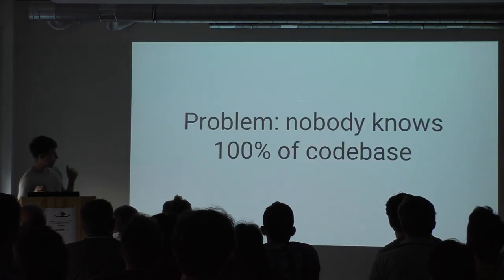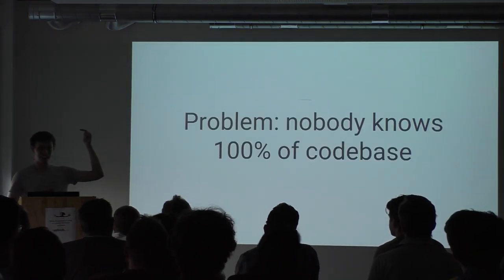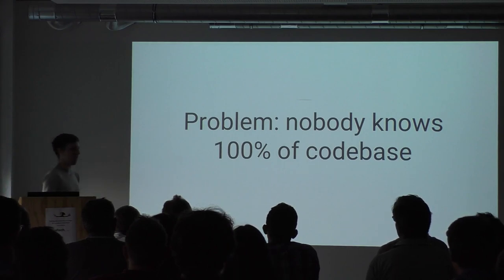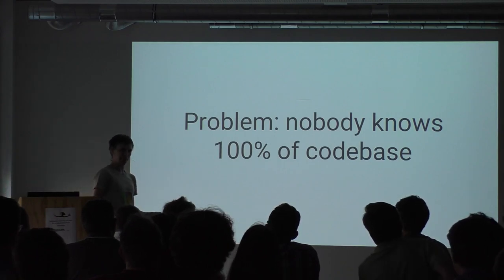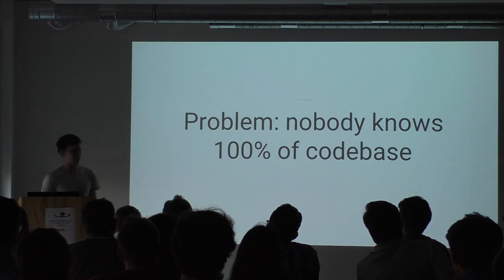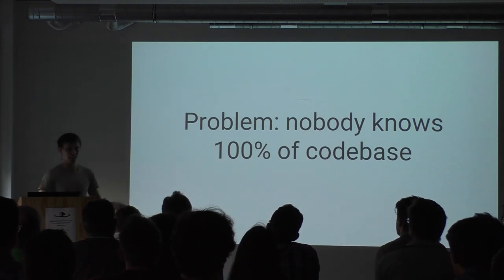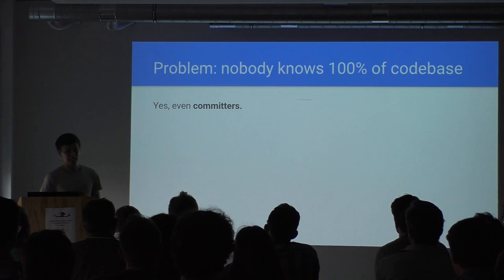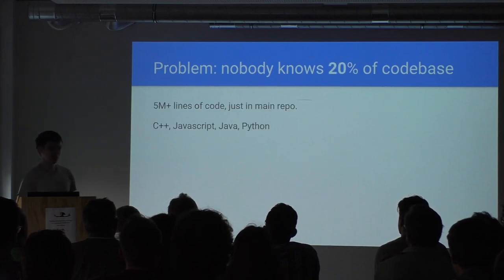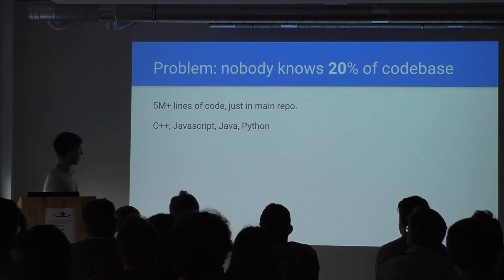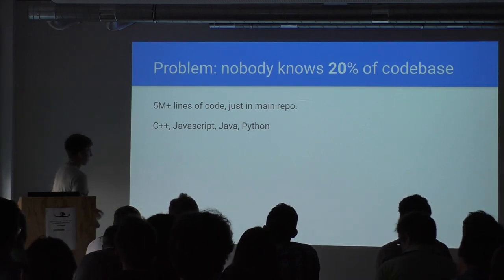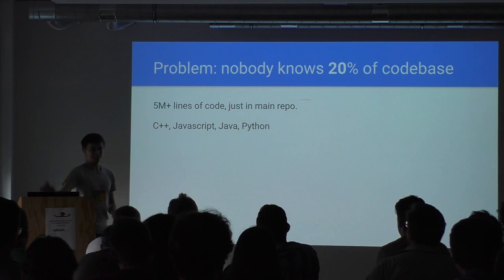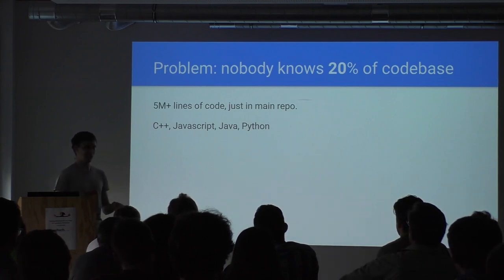So let's go to the next problem, which I think was asked before. Not everybody knows the whole code base. In fact, I think after the first 4 months, the code base was too large that actually nobody knew the whole thing. In fact, I think today there's nobody who knows even 20% of the code base. I really doubt it. Not even committers. And remember, we have different languages here. The other thing is we have multiple repos, and so it's a bit more difficult there.